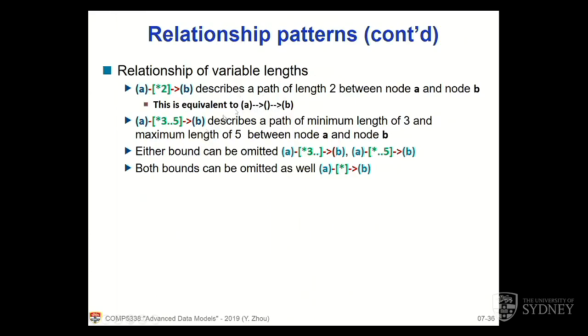So this is a fixed length, but it can be a variable length, where you specify a minimal 3, a maximal 5, something like this. Or it can omit one bound, like minimal 3, don't care about the maximal, or maximal 5, don't care about the minimal. Or sometimes we omit both bounds. This is the more general one: we want to find some paths between A and B, and we don't care how long. So it could be 1 or 2 or 3 or up to the maximal one you can find.